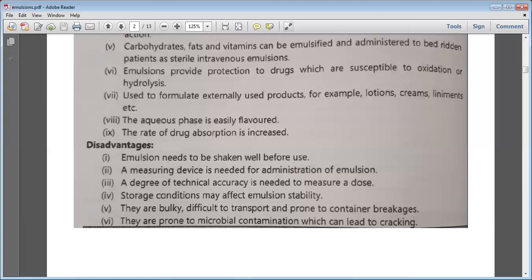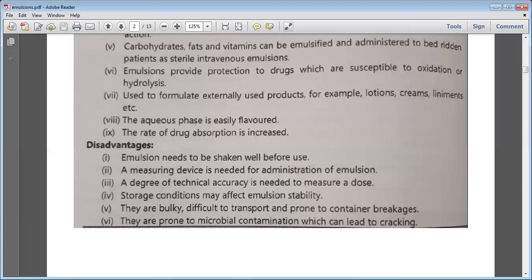And the last disadvantage is that they are prone to microbial contamination, which can lead to the cracking of emulsions. So this disadvantage is seen because of the presence of the emulsifying agent. They are prone to microbial contamination, which is one of the greatest disadvantages seen in emulsions, because you know that the emulsions are made up of emulsifying agents. The emulsifying agents may be synthetic, semi-synthetic, or natural emulsifying agents, which have to be used in order to protect the dispersed globules and have a stable emulsion.